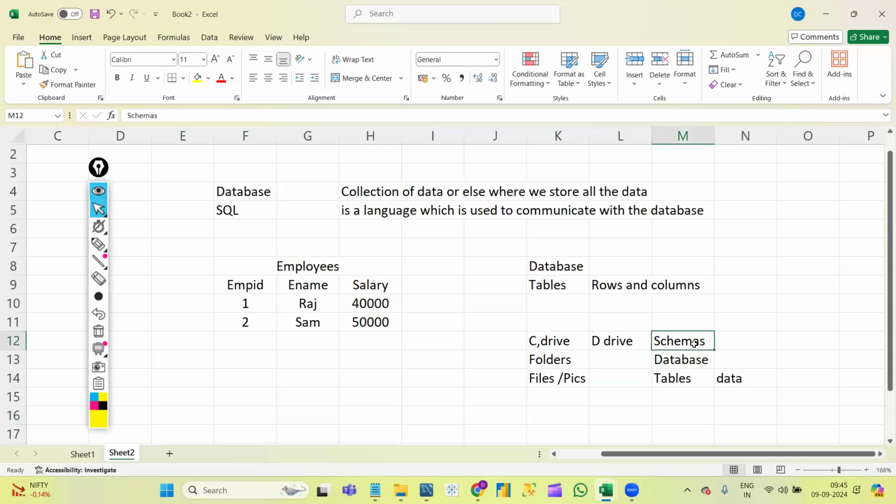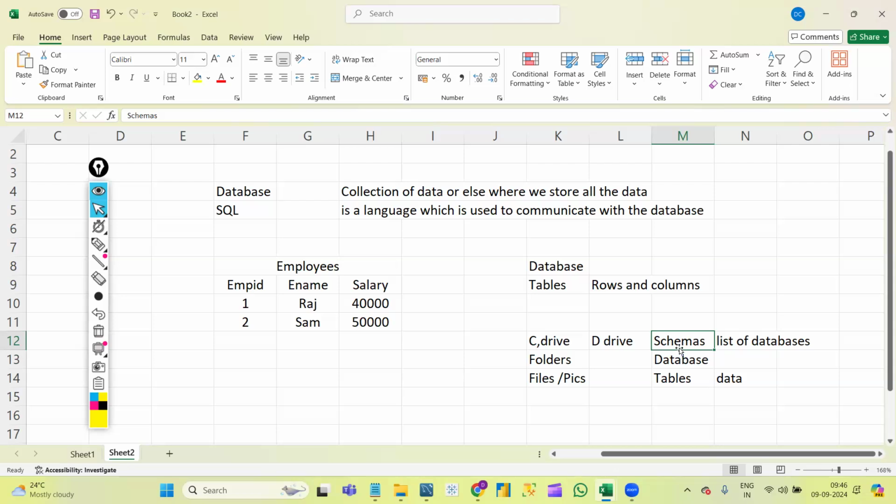What is schemas in the sense? Schemas is nothing but a collection of databases. We will see the list of databases, whatever databases we have in our system, in any of our tools. Just as we can see the list of all the folders inside the D drive, in the same way we can see the list of databases inside the schemas. I will show you practically when I show you MySQL Workbench.